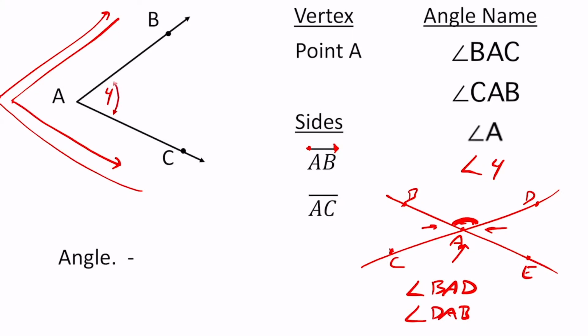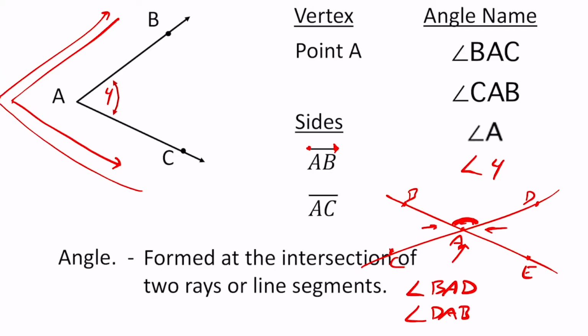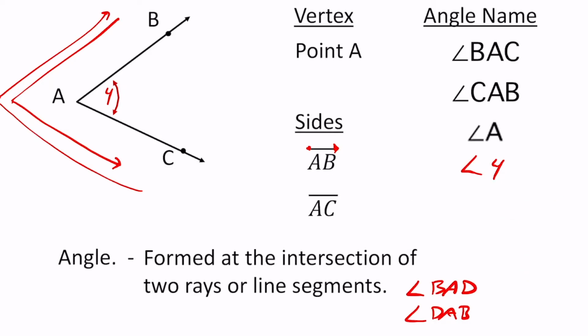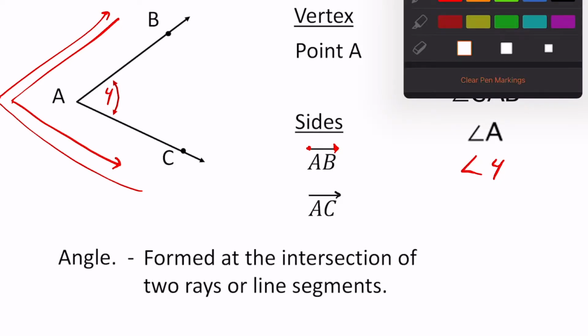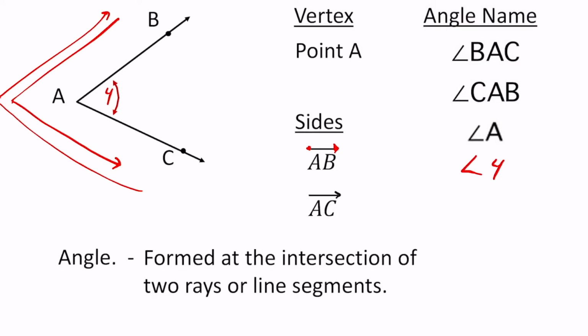Now, defining an angle: it is formed at the intersection of two rays or line segments. So in this case, if I left it without the arrows here, that could have been fine as well. But we're just going to use the arrows there.